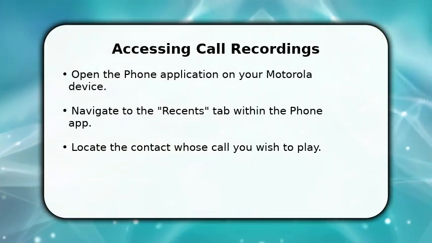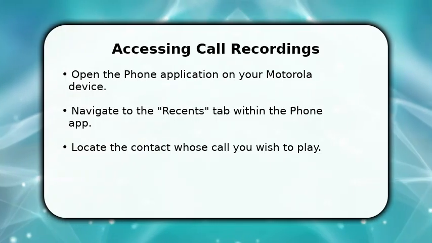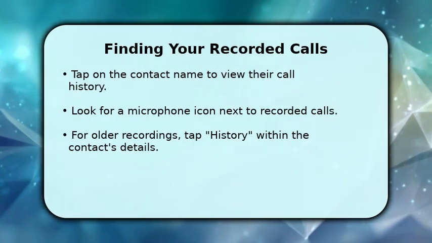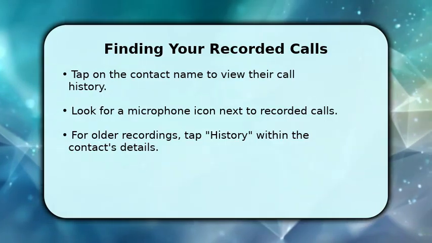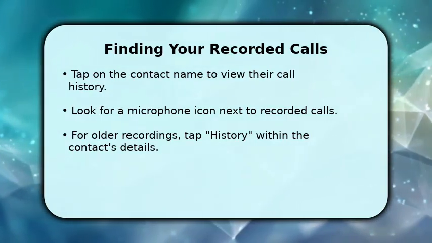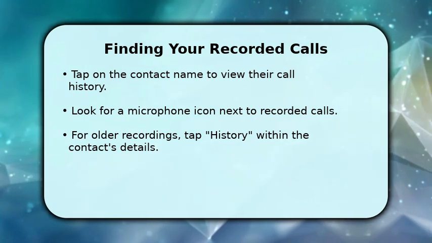From there, simply find the contact whose recorded call you want to hear. After selecting the contact, you will see their call history. Look closely for a small microphone icon next to the specific call entry. This indicates a recording is available.